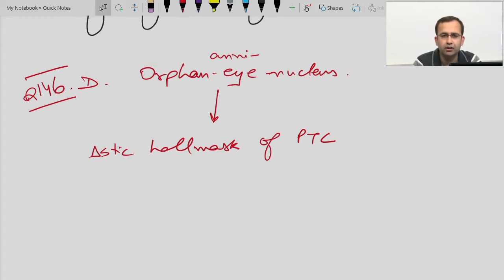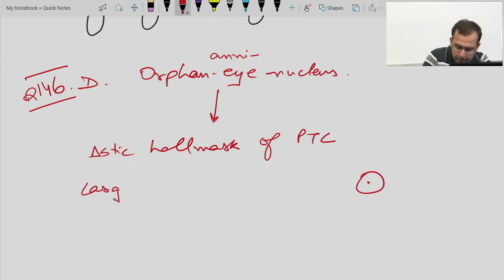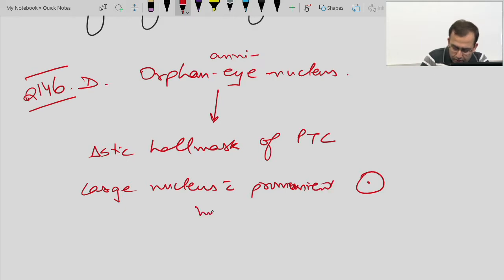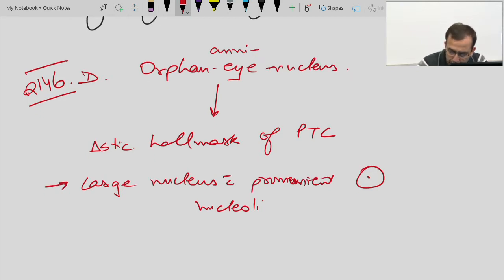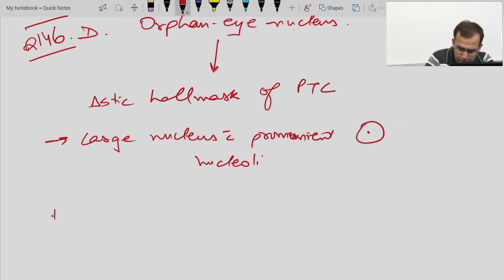What do we see in this? Orphan Annie nucleus, it is a large nucleus with prominent nucleoli. This is what it looks like. I'll show it to you microscopically. Versus Hashimoto's thyroiditis.